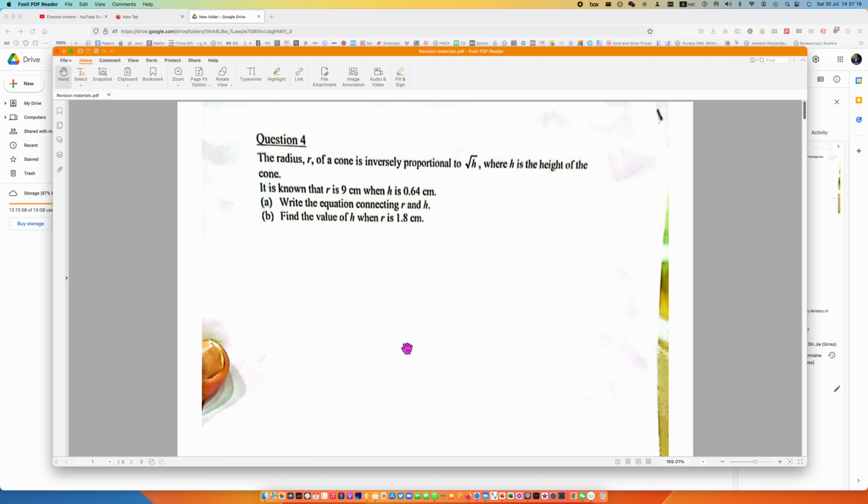So what is h? So what is the opposite of square root? Square. Square both sides. What nonsense you're doing? How come you keep writing the 2? You write 1, 2, you don't write so many 2.